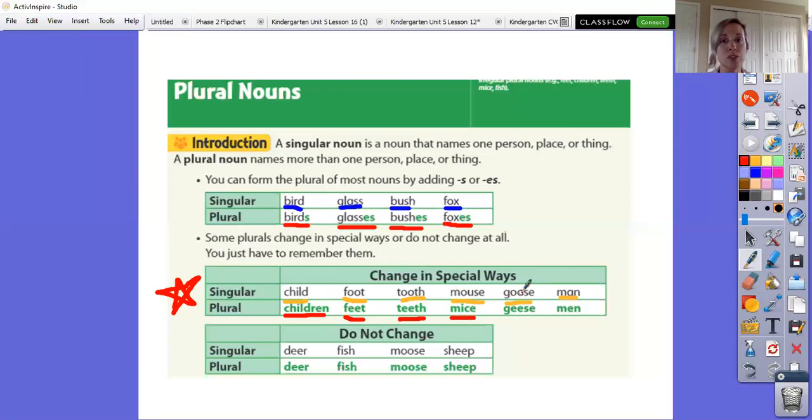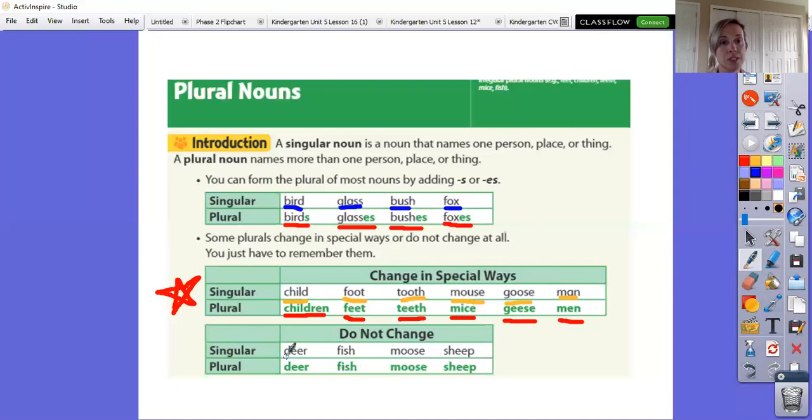Next one, goose. I wouldn't say there's lots of gooses. I'd say there are lots of geese. So the OO becomes the EE. Okay, next one, man. I don't say there's mans working outside. I say there are men working outside. Okay? And in this last instance that I'm going to show, these ones do not change at all. So you won't have to change them.